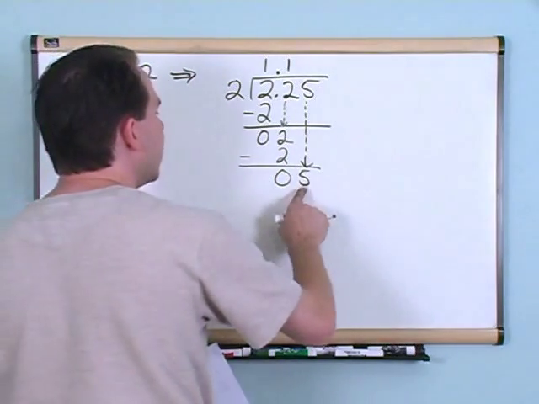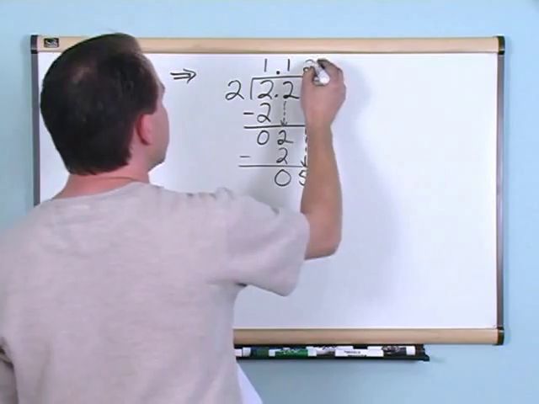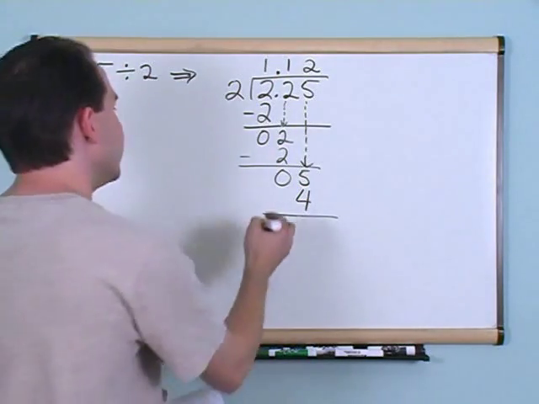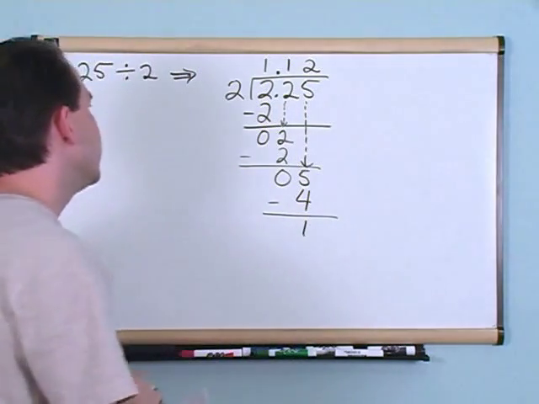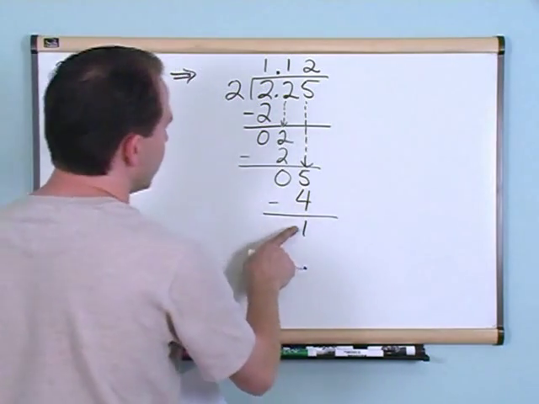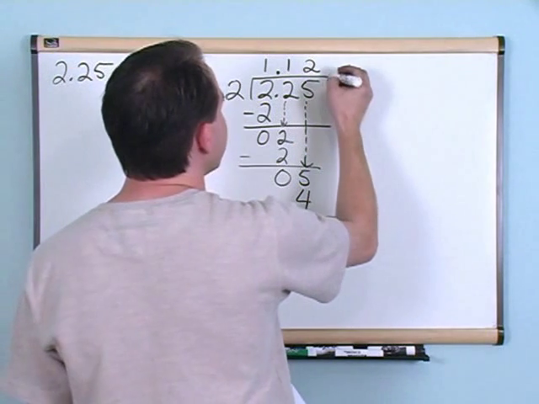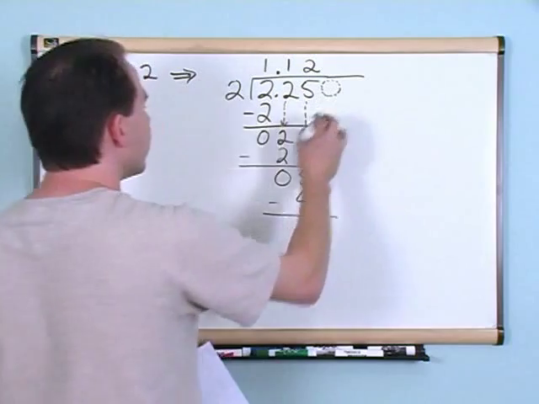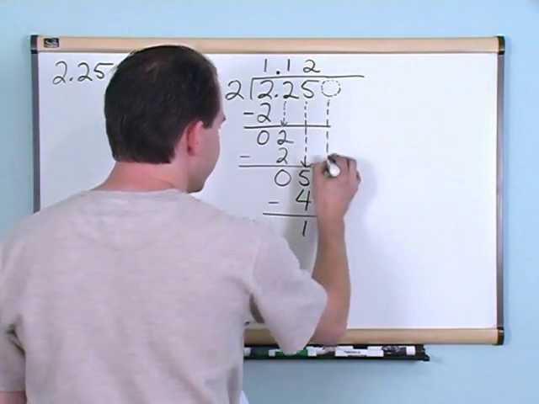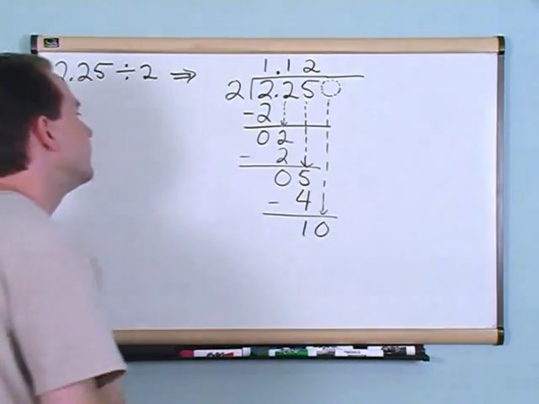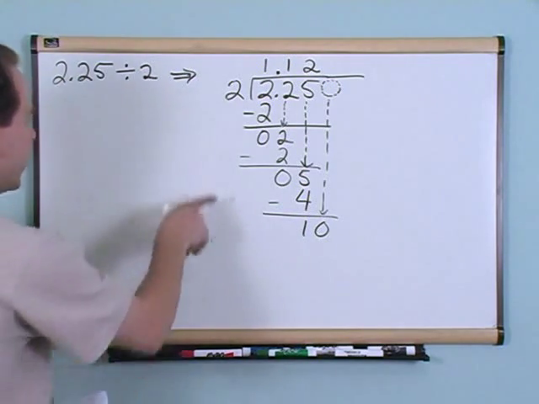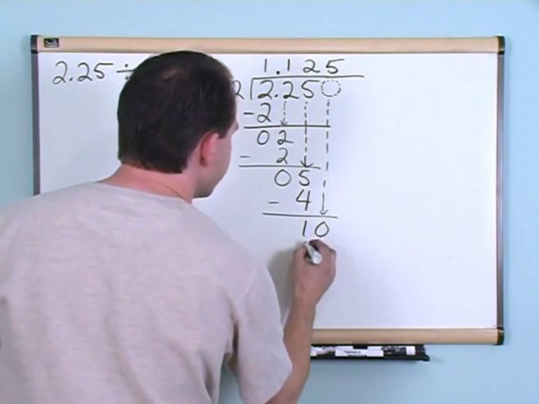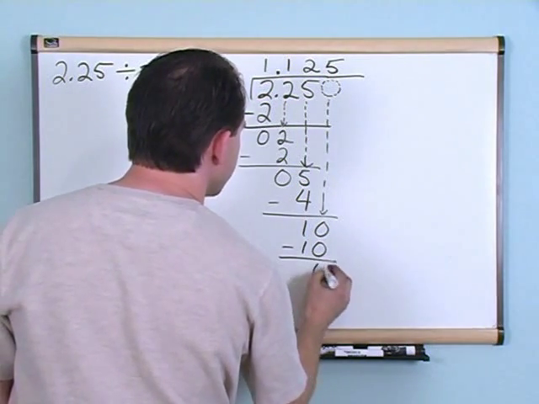Can 2 go into 5? Sure, it can go 2 times. 2 times 2 gives you 4. And 5 minus 4 gives you 1. Can 2 go into 1? Well, no, it can't. And I don't have any digits left to drag down, but in decimals, I'm allowed to add zeros to the right of the decimal point, and I'm going to add this 0 down and make it a 10. Now I can do this. 2 divided into 10 goes 5 times. 2 times 5 gives you 10, and you're going to be left with 0.